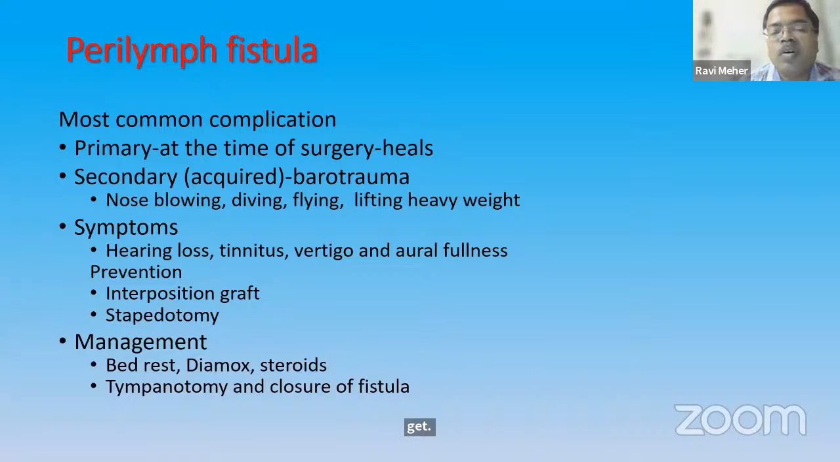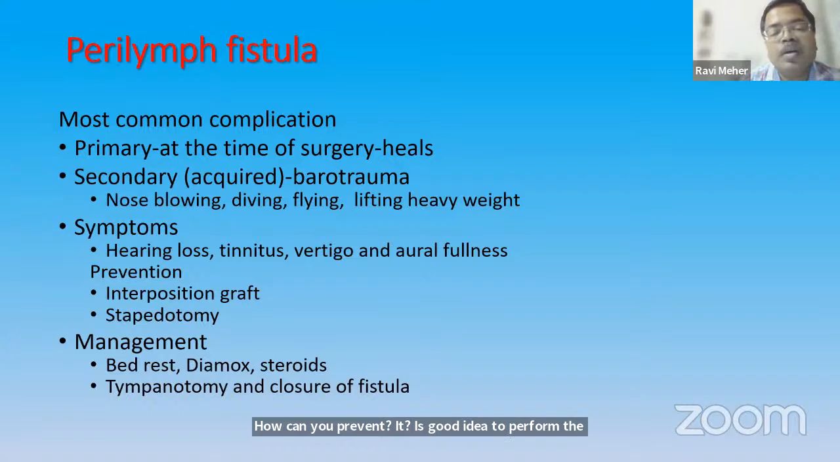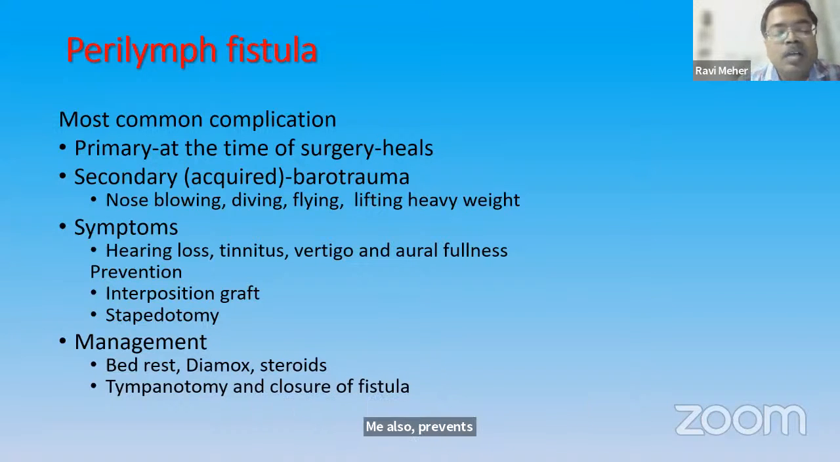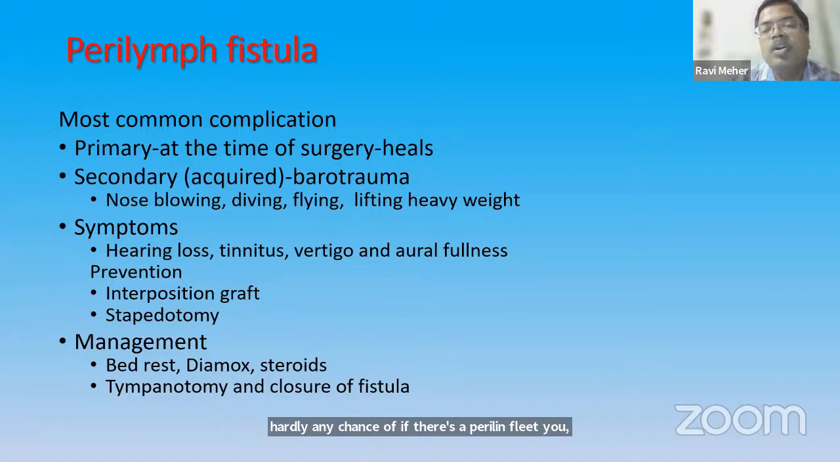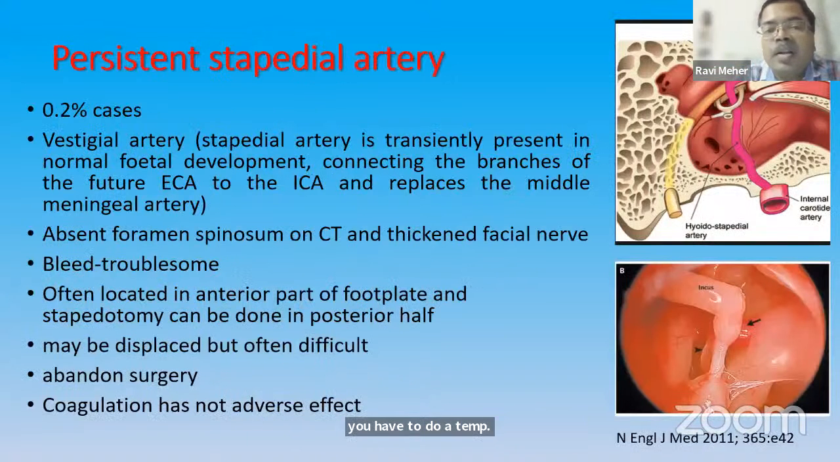How can you prevent it? It is a good idea to perform an interposition graft like a vein graft. So it will seal the area. Stapedotomy also prevents perilymph fistula, because if you have a good fitting piston in the stapedotomy, there is hardly any chance of perilymph leak. If there's a perilymph leak, the management is bed rest. You can give Diamox to reduce the leak. You can give steroids. In case it does not settle down, you have to do a tympanotomy and close the fistula. Persistent stapedial artery.